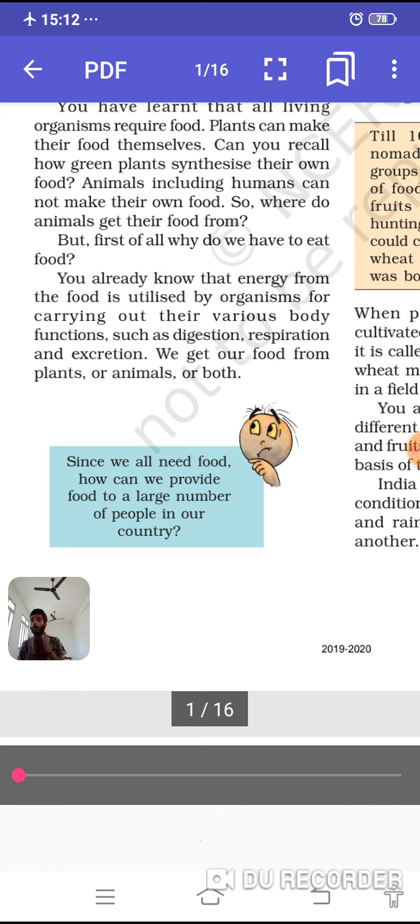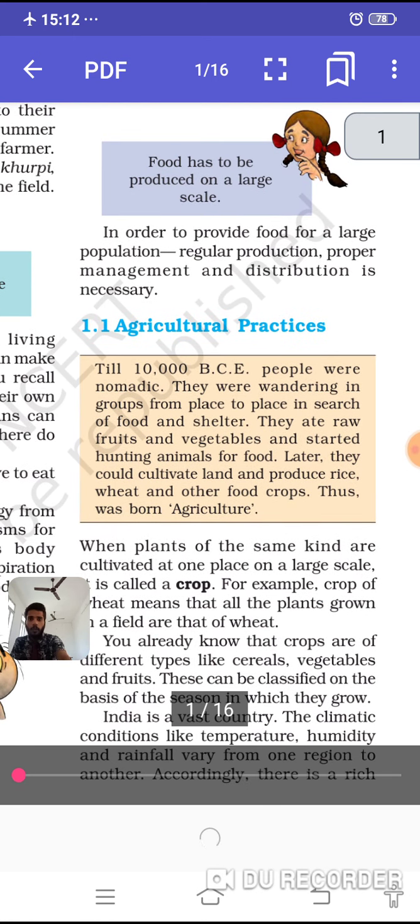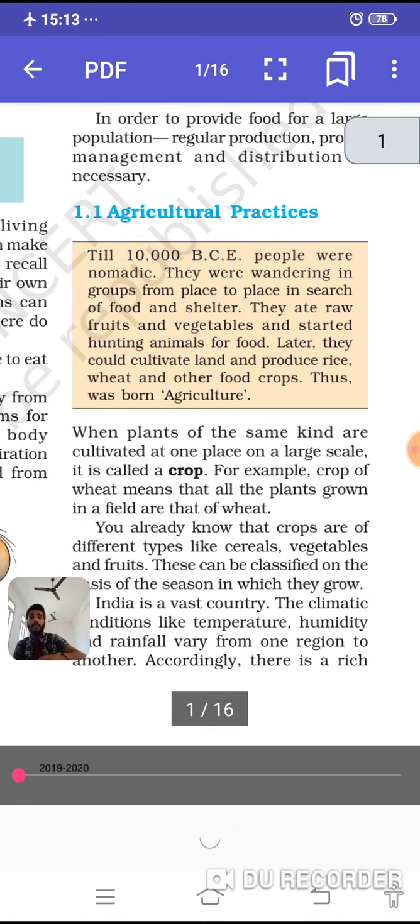And from where does the food come from? What are the major procedures of growing crops? These are all things which we are going to discuss now. As I already told, in order to provide food for a large population, regular production, proper management and distribution is necessary. India, I already told you, is the second most populous country in the world. So to provide food for this large population, regular production, proper management and distribution is necessary. How they are distributed, how the crops are grown, etc., we are going to discuss.